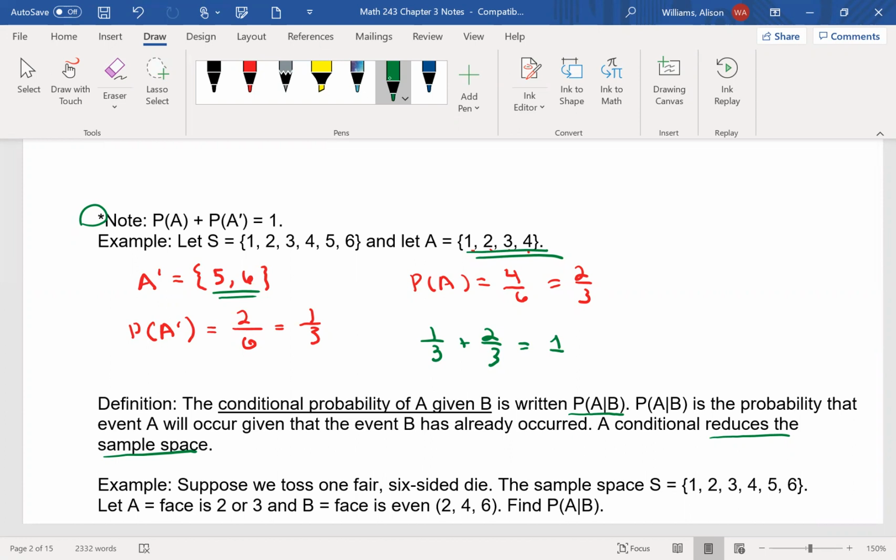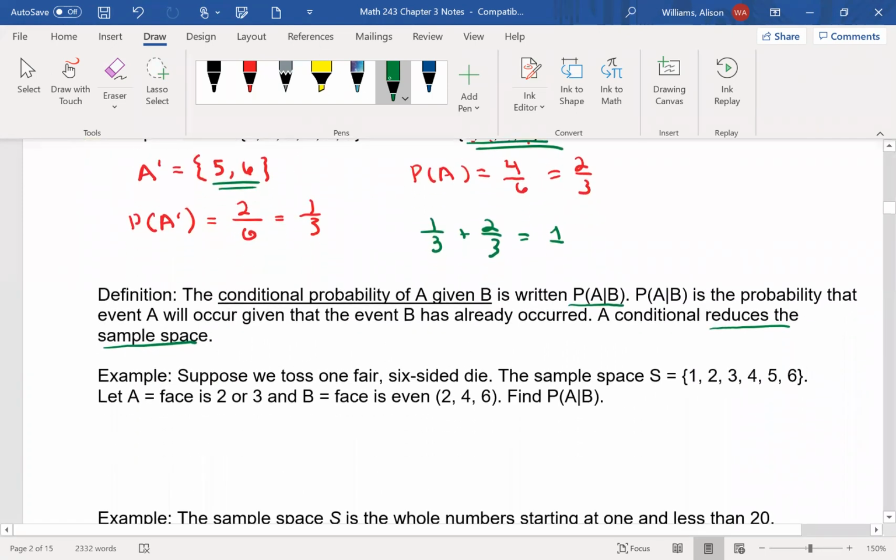So let me give you an example. Suppose we toss a fair 6-sided die. 1 through 6 are the possible outcomes, which they graciously listed there for us. And then we're told that the event A is getting a 2 or a 3, and the event B is getting an even number. Find the probability that A is going to occur, given that B has happened.